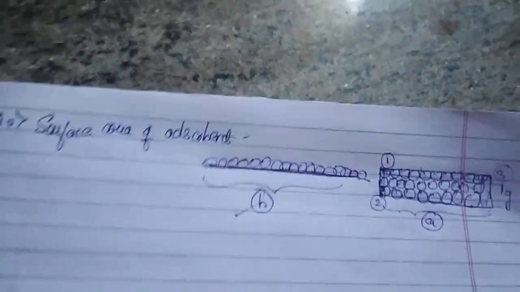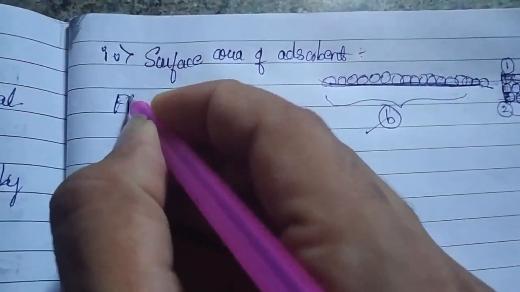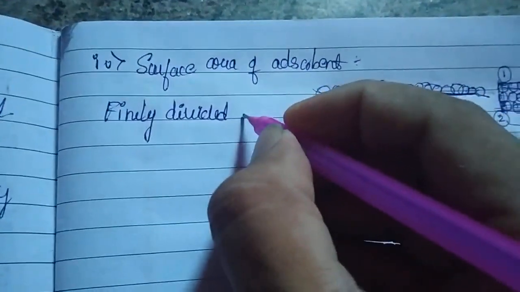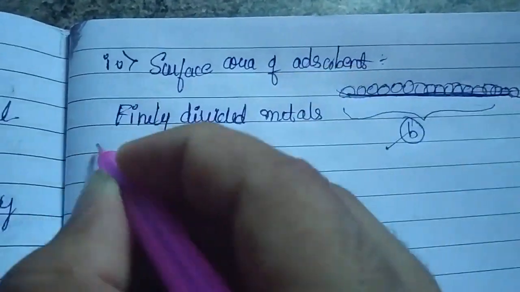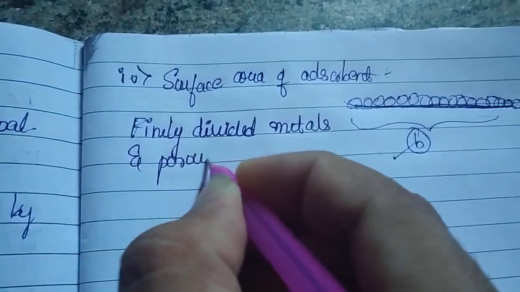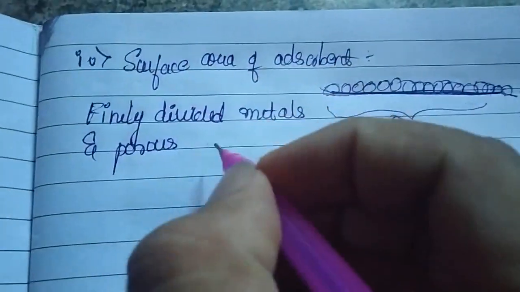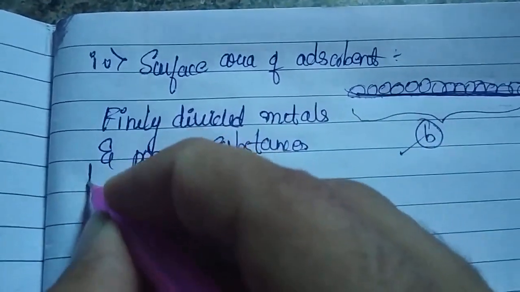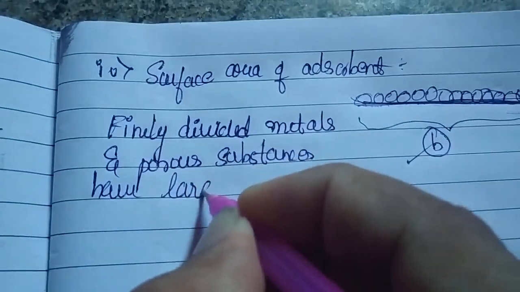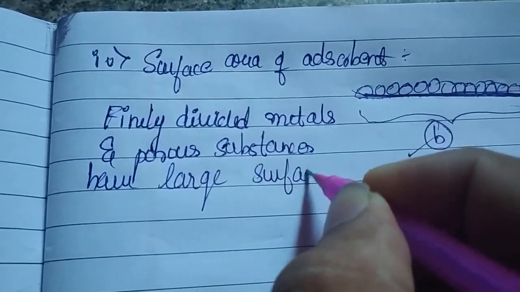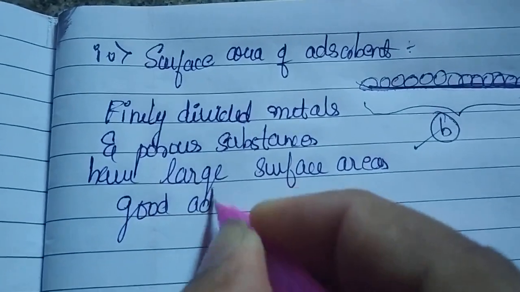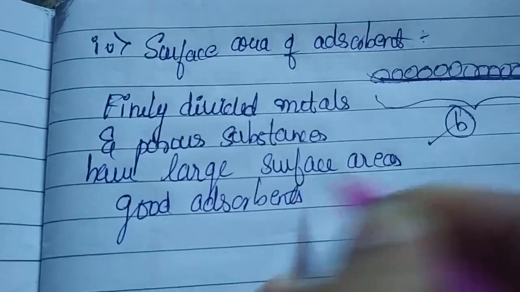That is the reason we say that finely divided metals and porous substances are good adsorbents. Porous means having active centers. Porous substances have large surface areas, and they are good adsorbents. If you ask me why, here is your answer.